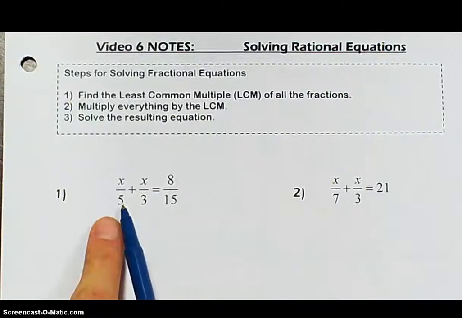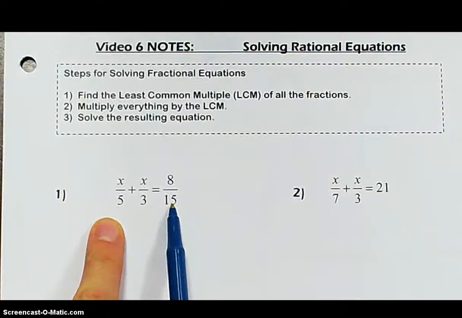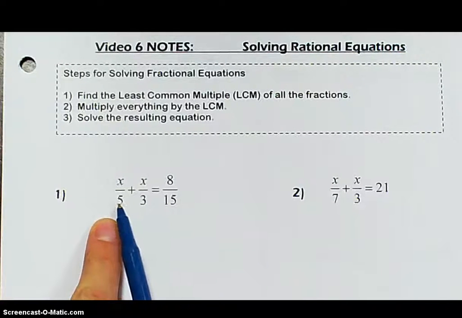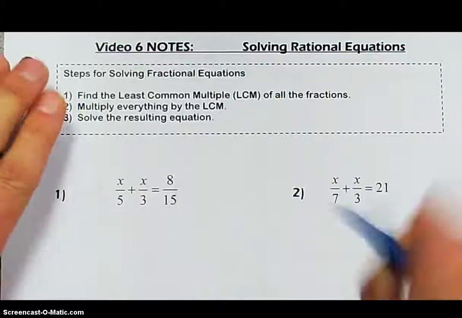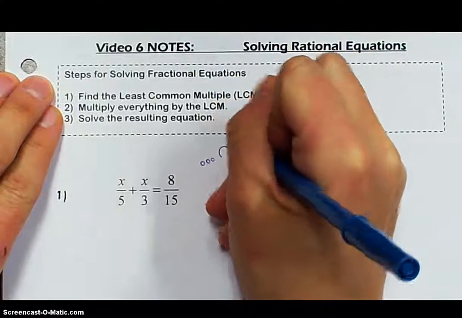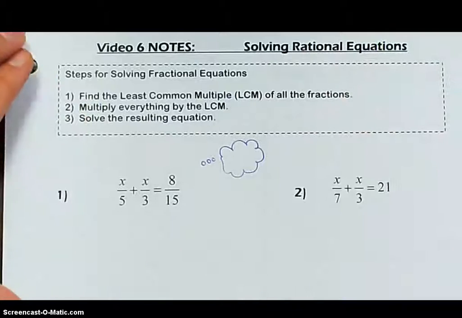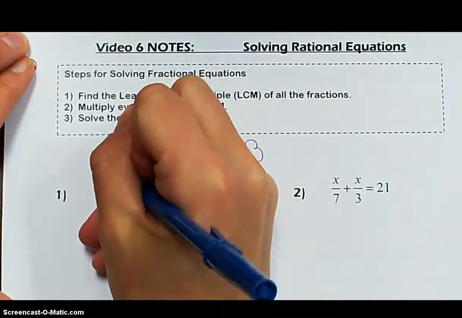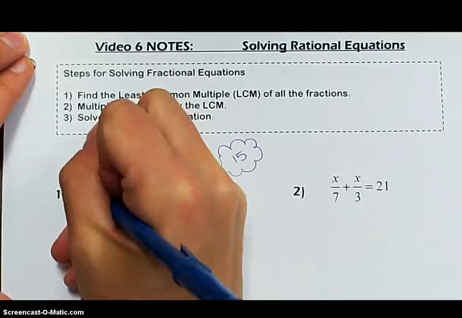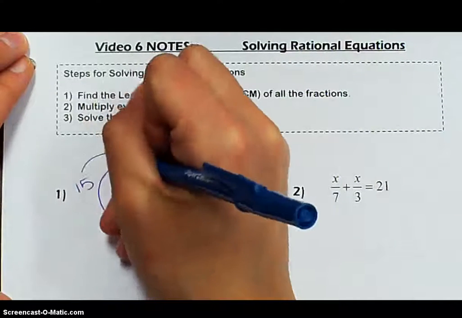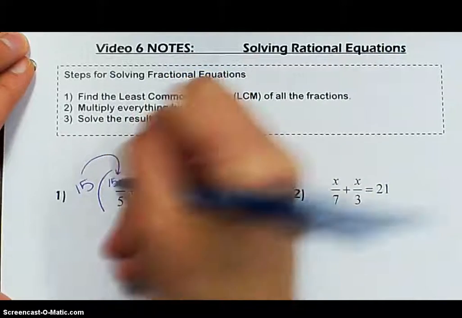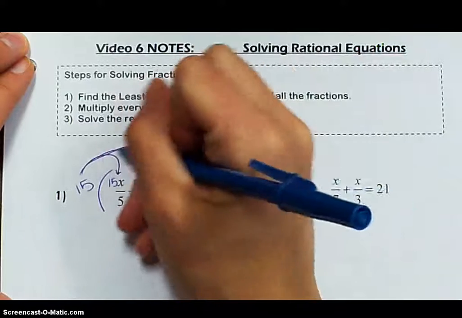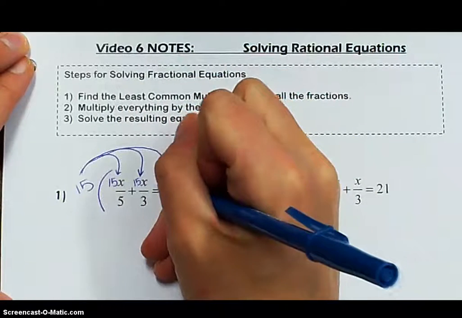Okay, so let's take a look. 5, 3, and 15. We want to get rid of the fractions, so we need to find a common multiple of 5, 3, and 15. What do all these numbers have in common? What will they all go into? Well, they're all going to go into 15. So we're going to take this entire equation and multiply it by 15. I'm going to multiply 15 to the first term, multiply 15 to the second term, and multiply 15 to the last term.